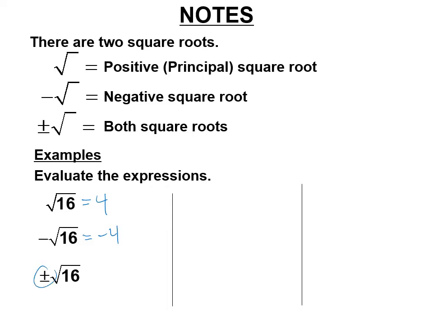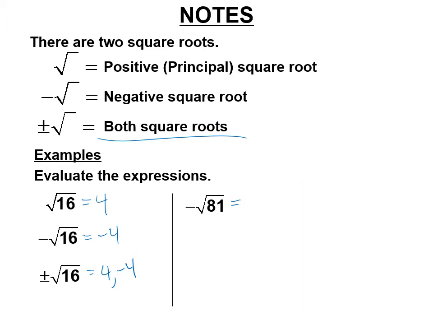Now this symbol, you're going to see more and more over the next few years. It can be used as plus or minus, or positive or negative. It can be used both ways. But here it is the positive and negative square root of 16. And so you write both of them. That's how you ask for both square roots, in either order with a comma between them.